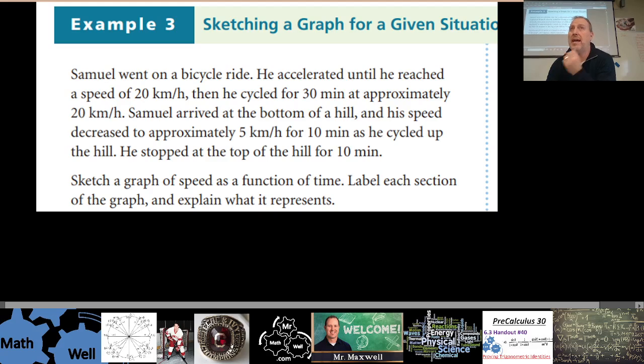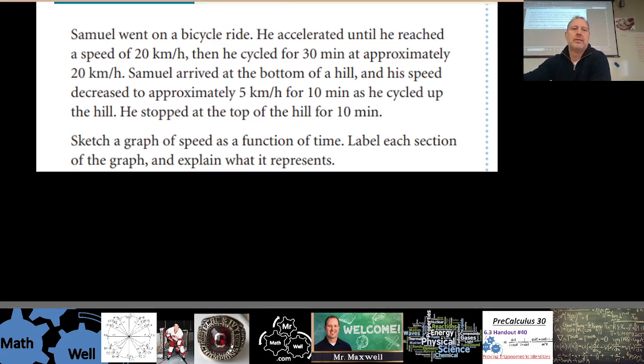All right, last example. So let's sketch a graph for a given situation. Samuel went on a bicycle ride. He accelerated until he reached a speed of 20 kilometers per hour. Then he cycled for 30 minutes at approximately 20 kilometers per hour.